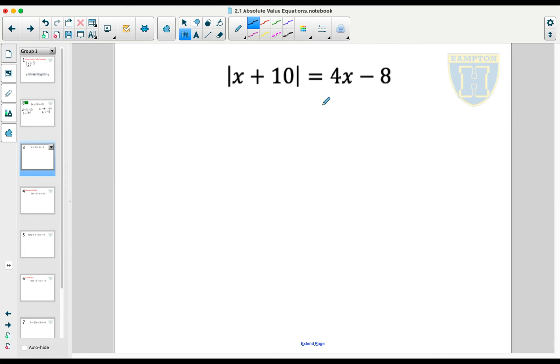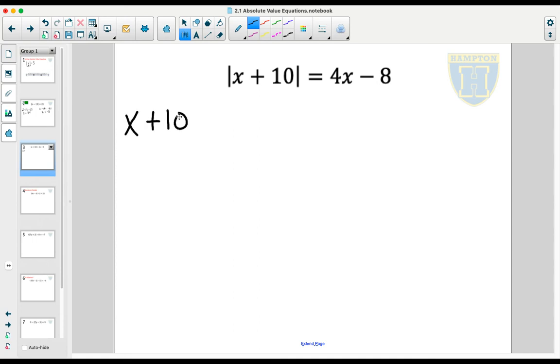Now, in some cases, it's not as easy as simply just splitting the equation. In some cases, we have a variable on both sides of the equation. In these situations, we can engage in the same practice, but realize that there's going to be a key difference at the end. So again, here we have x plus 10. We want the absolute value of x plus 10 to equal 4x minus 8. There's two ways to get there.